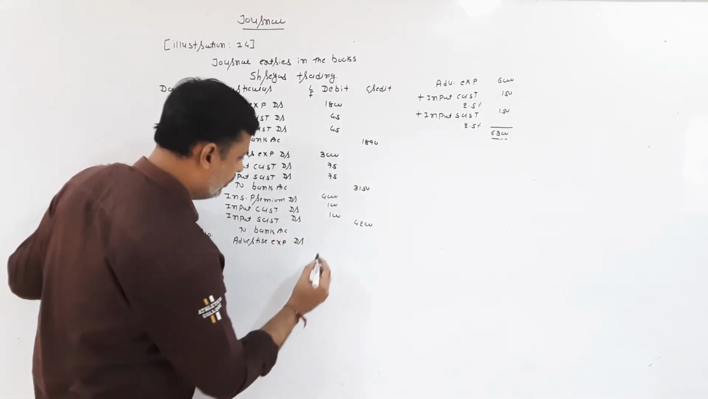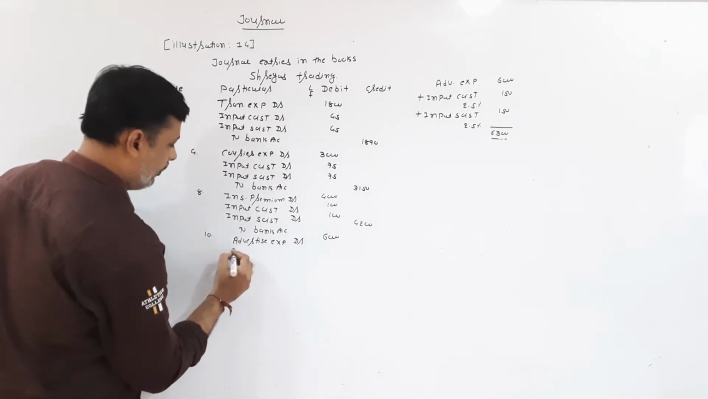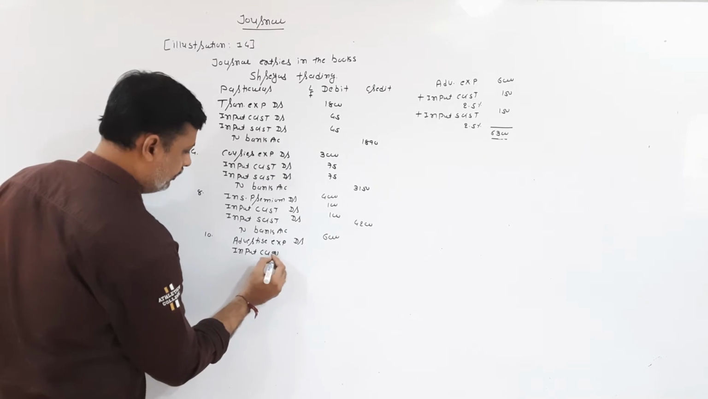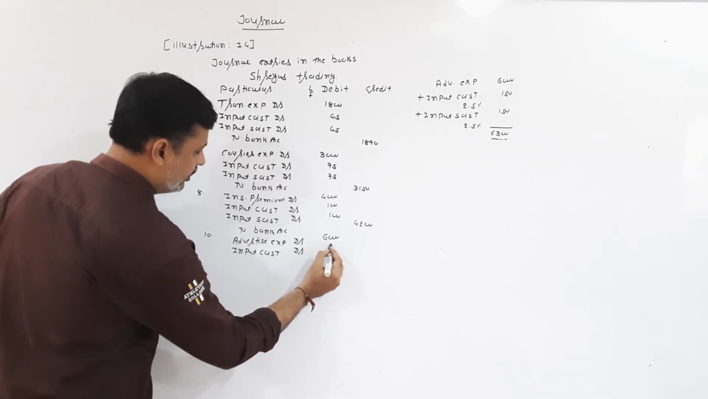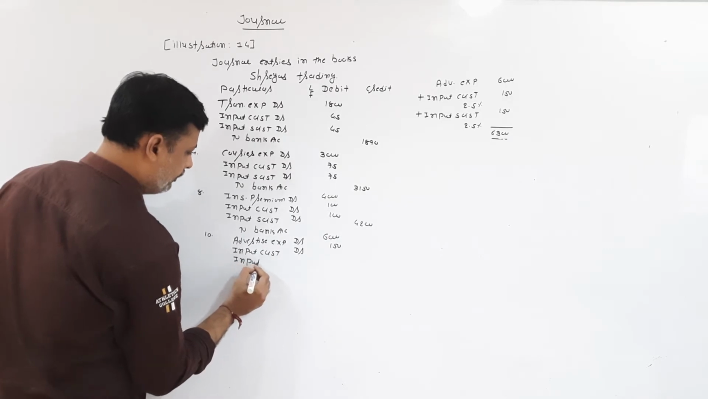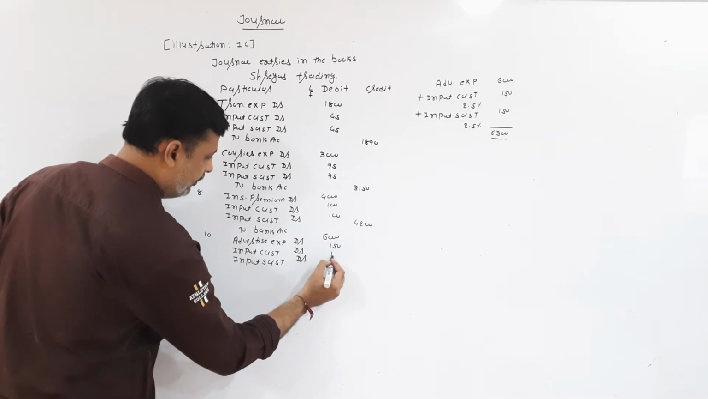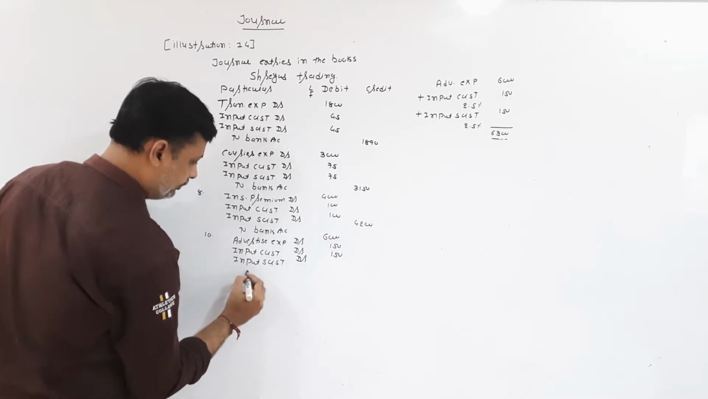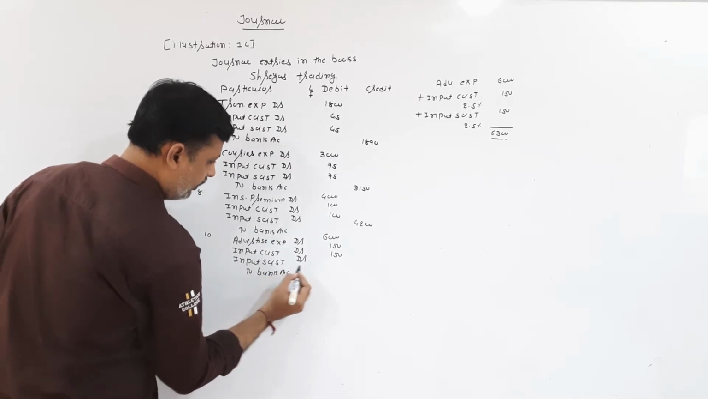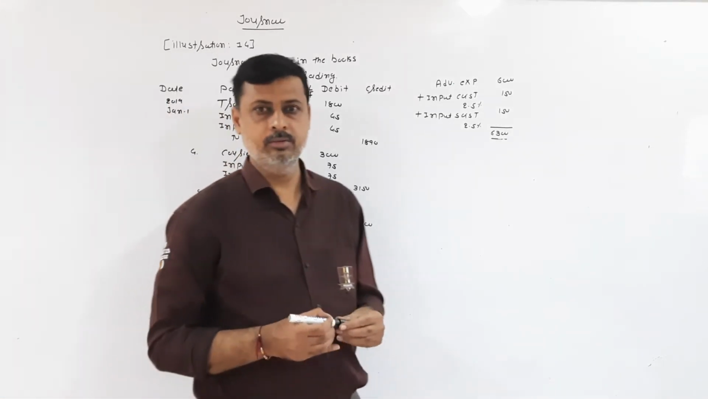Advertisement expense account debit 6,000. Input CGST account debit 150, input SGST account debit 150, to bank account 6,300.